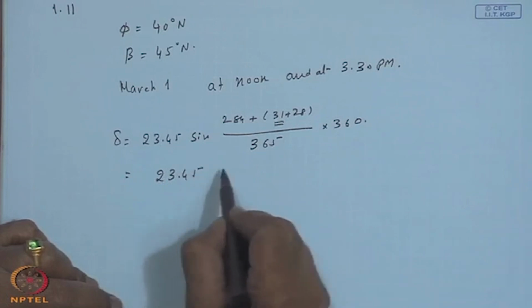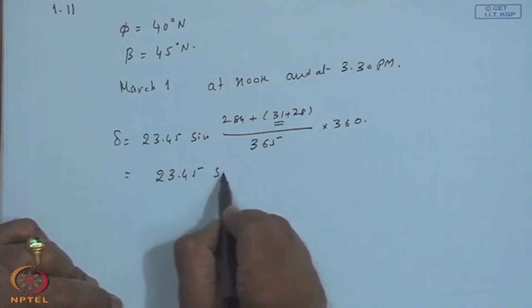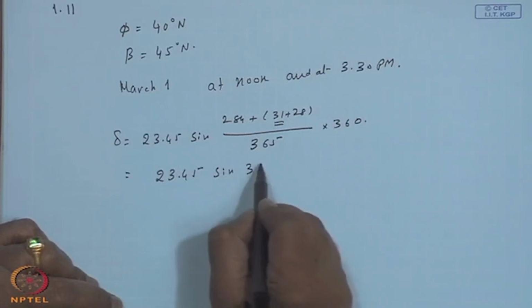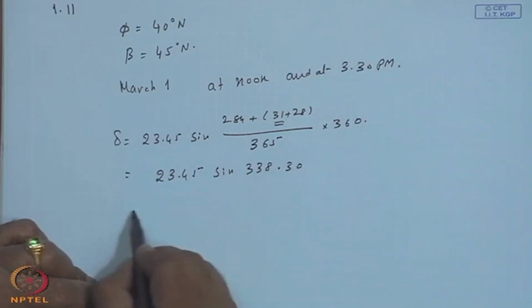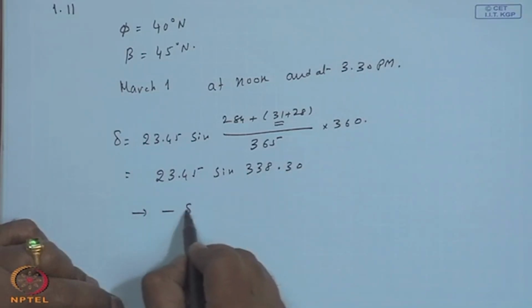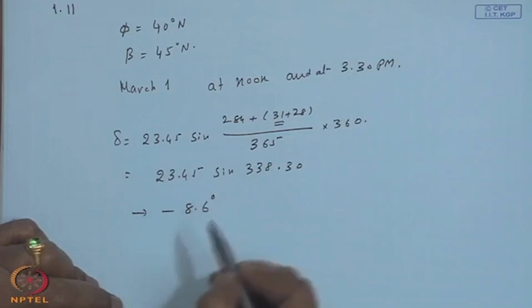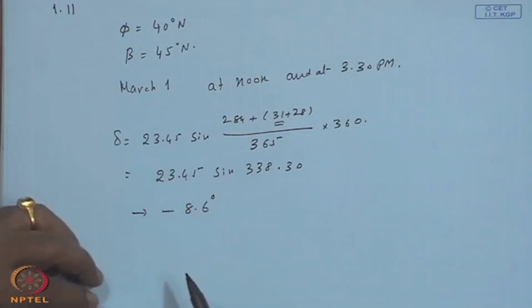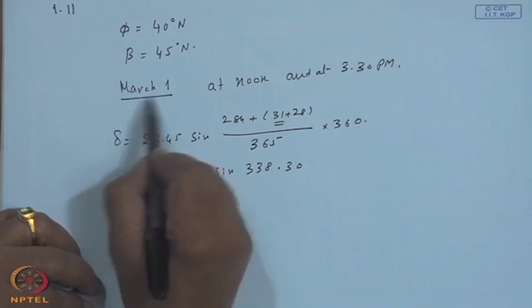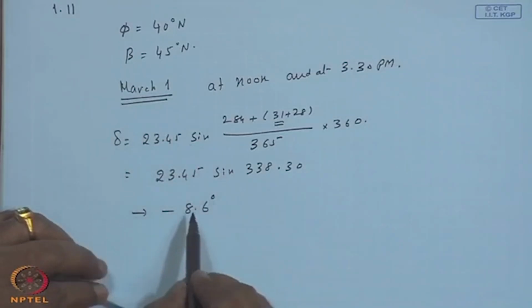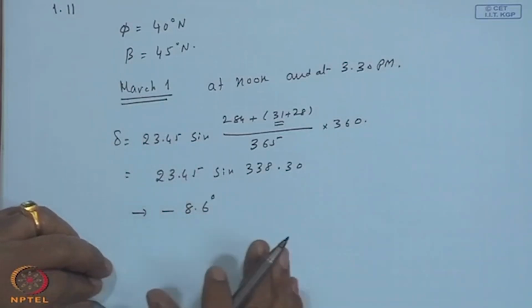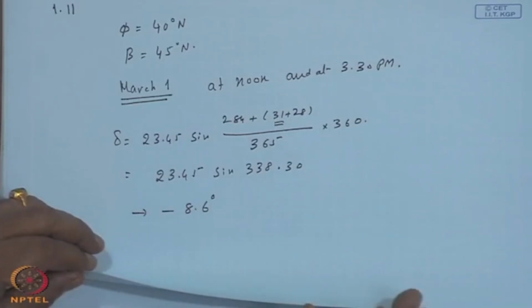So, 23.45 times sin of 33830, which comes to minus 8.6 degrees. This is quite okay, because this is March 1st. Before the equinoctial day, it should be negative, and we got a reasonably low negative number, minus 8.6 degrees.